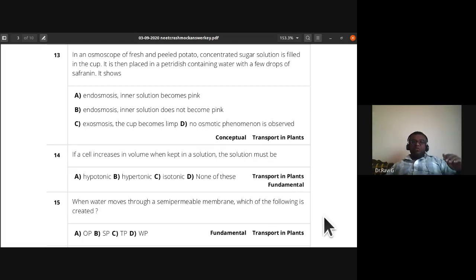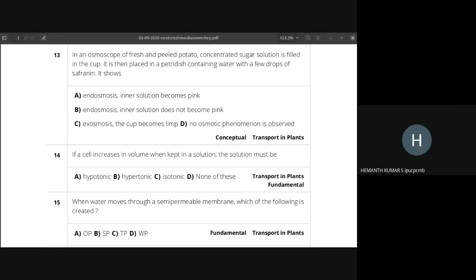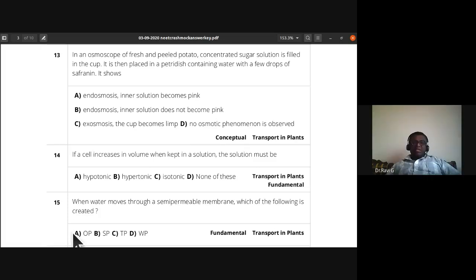So when water moves through a semi-permeable membrane, which of the following is created? Osmotic pressure, solubility pressure, turgor pressure, wall pressure. What is created when water moves through a semi-permeable membrane? Osmotic pressure. Yes, A is the right answer. Osmotic pressure is created when water moves through a semi-permeable membrane.